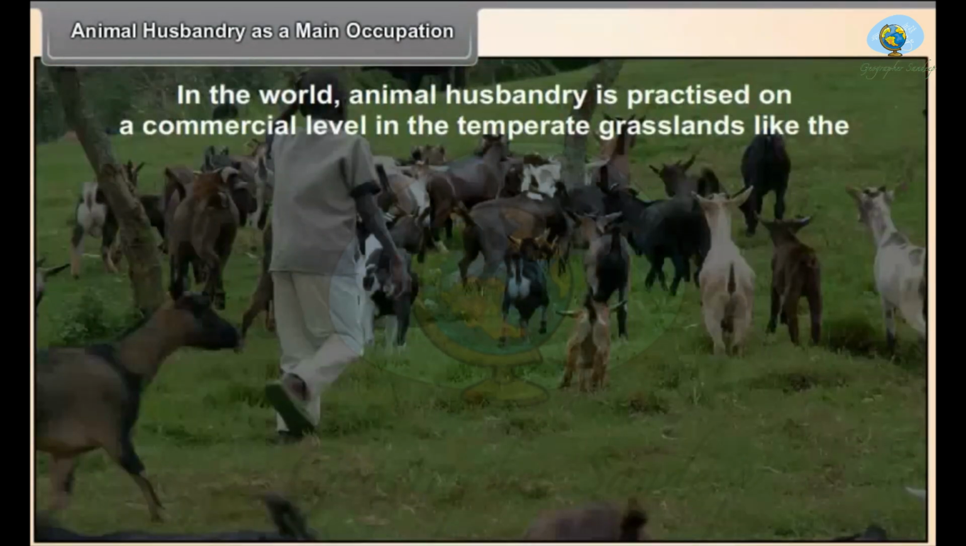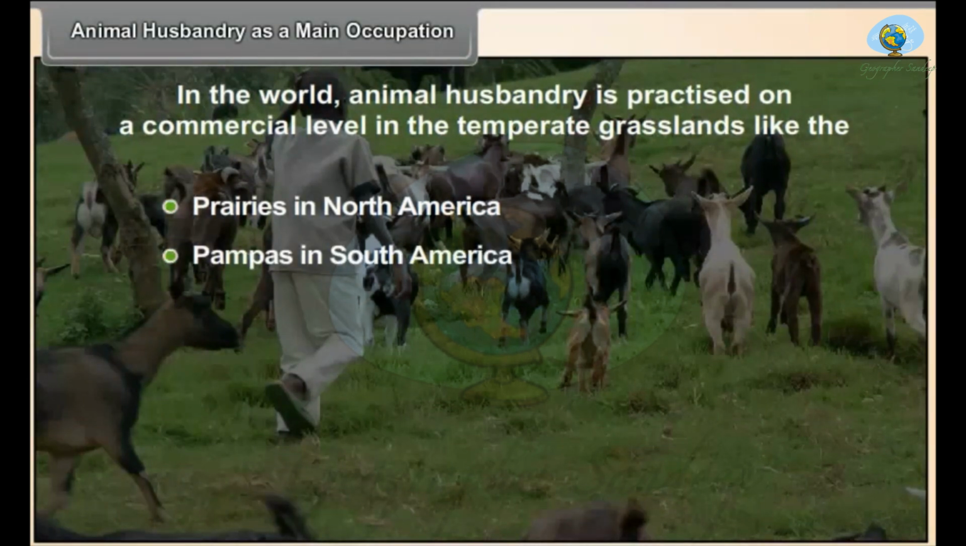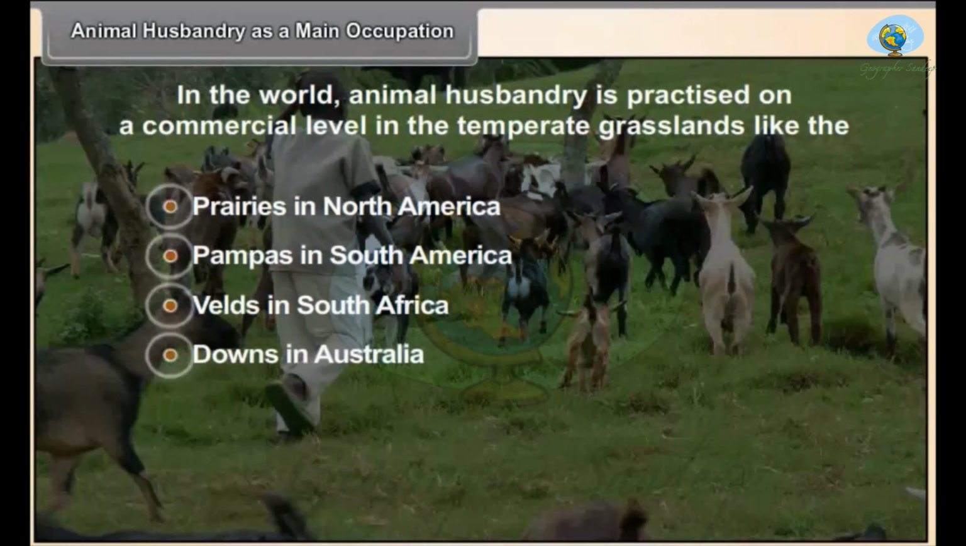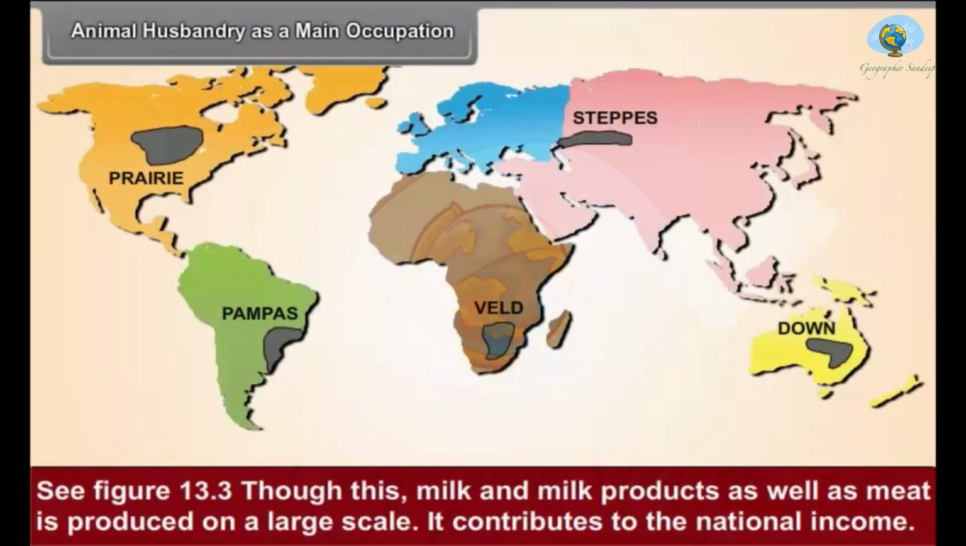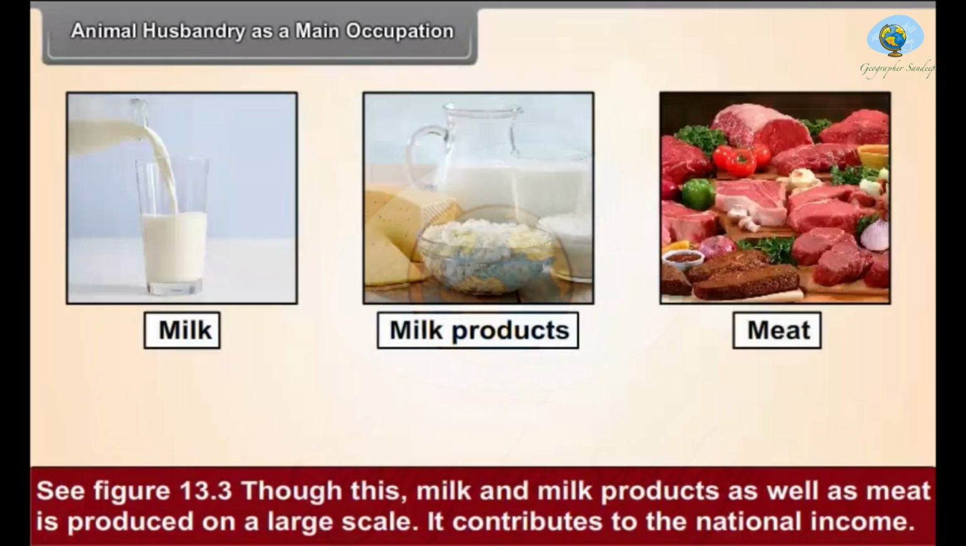In the world, animal husbandry is practiced on a commercial level in the temperate grasslands like the prairies in North America, pampas in South America, velds in South Africa, and downs in Australia. See figure 13.3. Through this, milk and milk products as well as meat is produced on a large scale. It contributes to the national income.